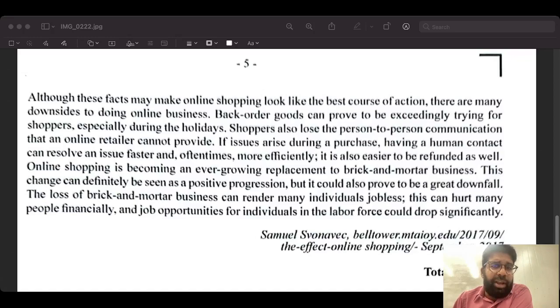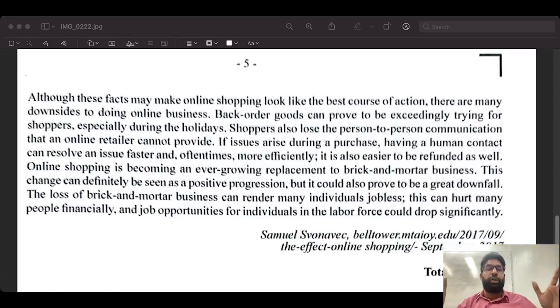Online shopping is becoming an ever-growing replacement to brick-and-mortar businesses. This change can definitely be seen as a positive progression, but it could also be a great downfall. The loss of brick-and-mortar businesses can render many individuals jobless. This can hurt many people financially, and job opportunities for individuals in the labor force could drop significantly.